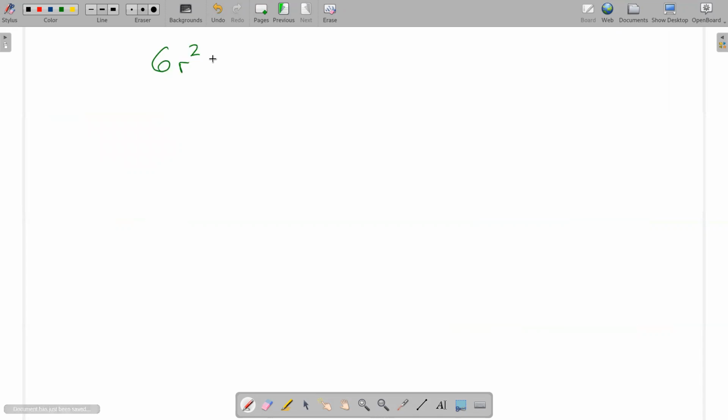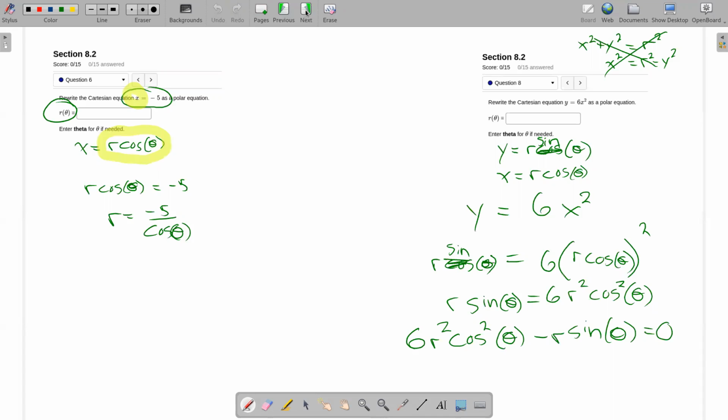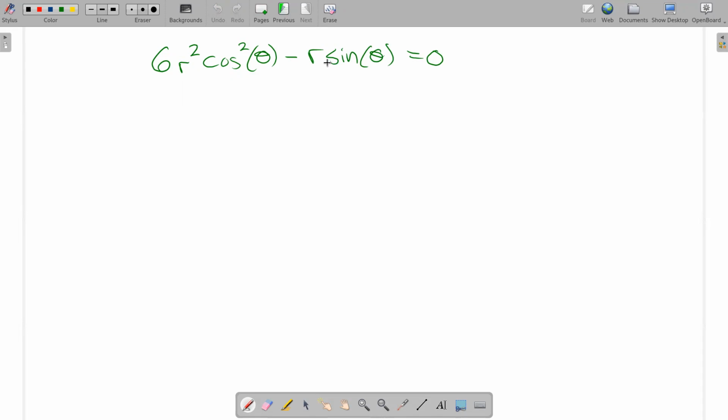So we have 6 r squared cosine squared of theta minus r sine theta equals 0. Did I copy that right? Looks good. And we want to solve for r. Now, just factoring an r out would leave an r behind here, and I'll still have 2 r's. I've got to get this down to r equals everything else on the other side. So now I'm just going to think about the quadratic formula with r instead of x. If I have something like a r squared plus br plus c equals 0, then r is going to equal negative b plus or minus the square root of b squared minus 4ac all over 2a.